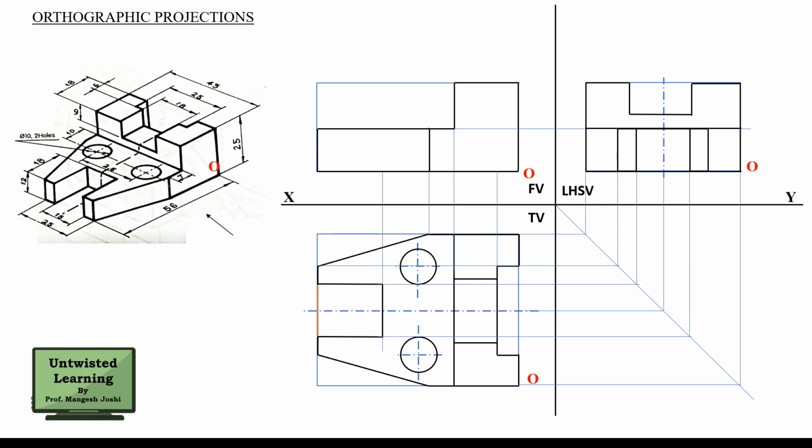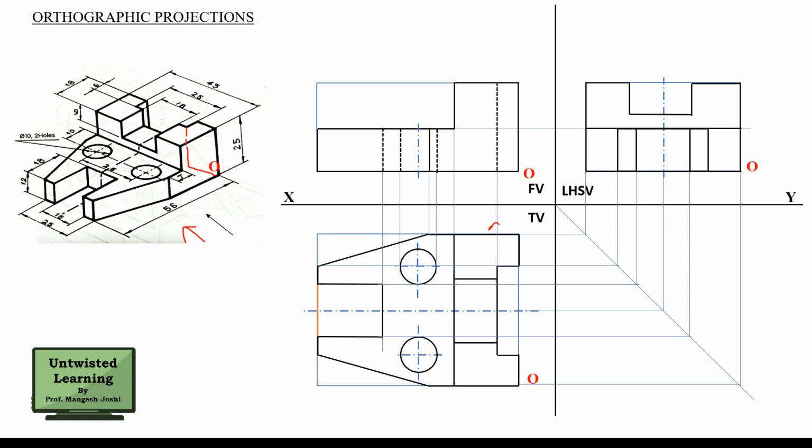Now hidden lines. So since this edge will not be visible from front direction, I am projecting this edge above, and then I will be drawing hidden line over here in front view. Similarly, these two holes will not be visible from front direction. That's why I am projecting the end points of these two holes to front view, followed by a center line.